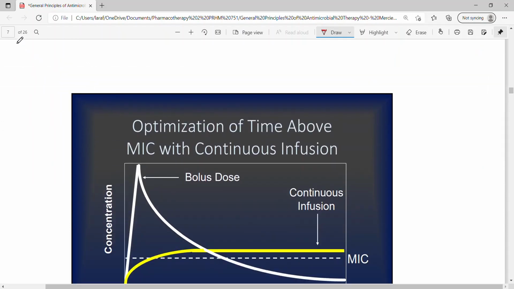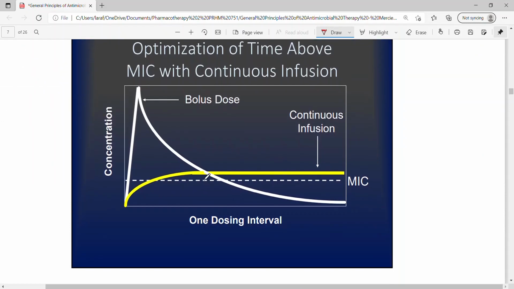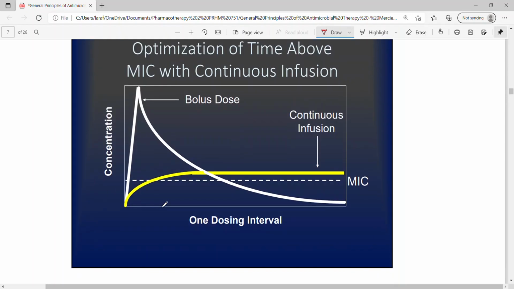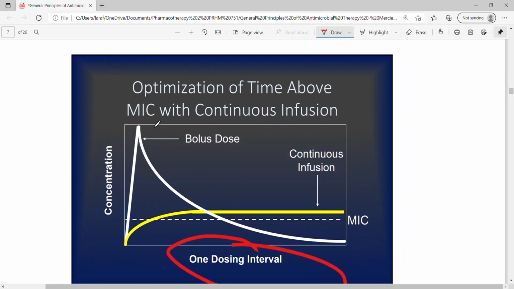Okay, so we're down to slide number 7, and we'll be talking about optimization of time above MIC with continuous infusion. This is the continuous infusion I was talking about. See, you do 1 dose interval dosing, but in this case you optimize the time above the MIC, because when you do what we call a bolus dose, this bolus dose, it'll give you this high concentration, but it will eventually, like you can see, it will go down here.